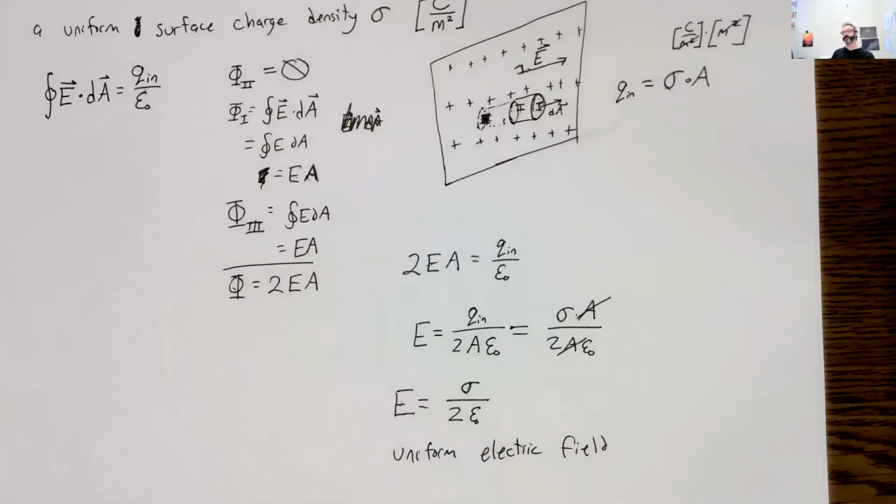Kind of. From a point charge, when you get farther away from the point charge, the electric field gets weaker. For an infinite plane of charge, if you get farther away from it, the electric field doesn't get any weaker. It doesn't change.